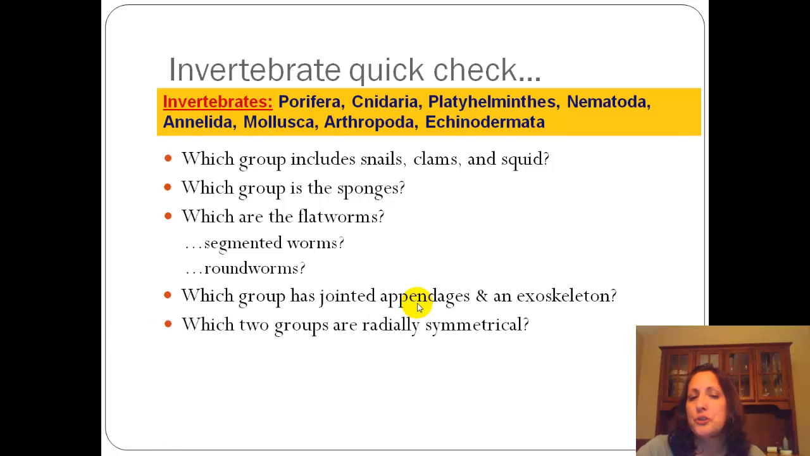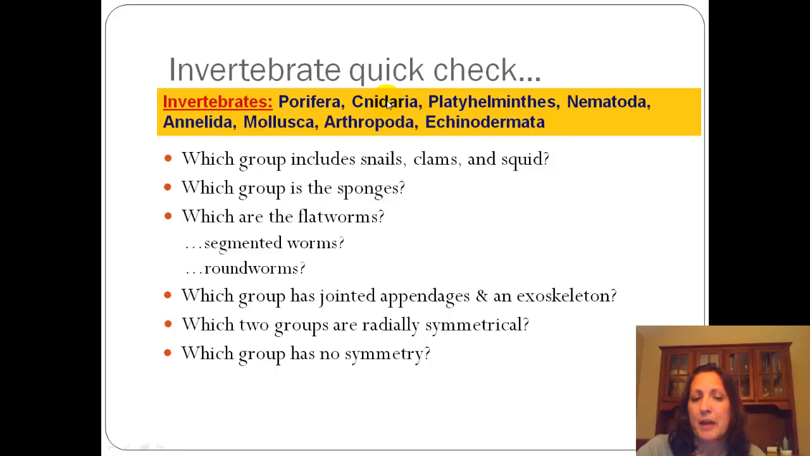Okay, which 2 groups have radial symmetry? All right, one is the last group we just talked about. Remember, they kind of went back to having radial symmetry, and that's the echinoderms. And there was one other group, and that was the cnidarians, or the jellyfish, which also have radial symmetry.